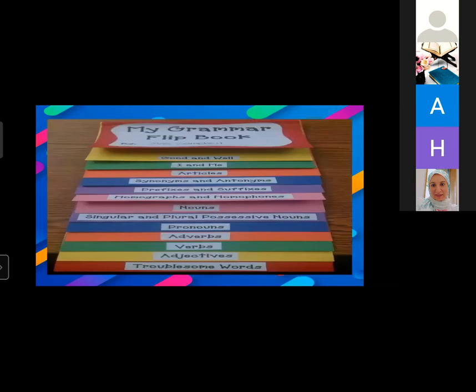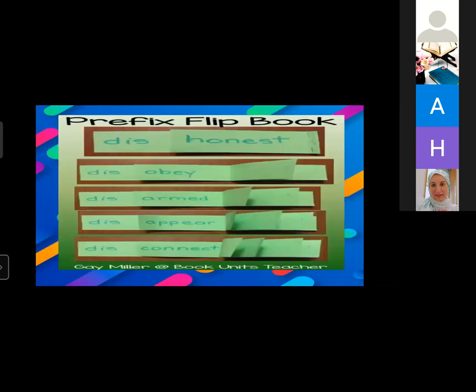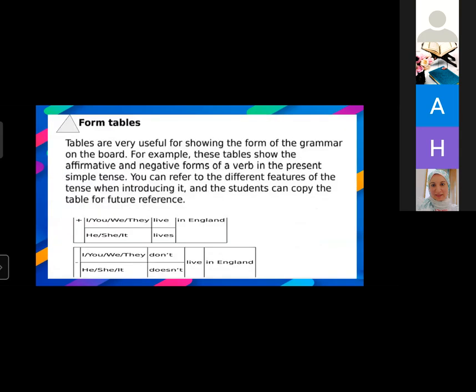And the flip book, sentences text, using objects, and forming tables. Tables also are very important if you are teaching grammar.